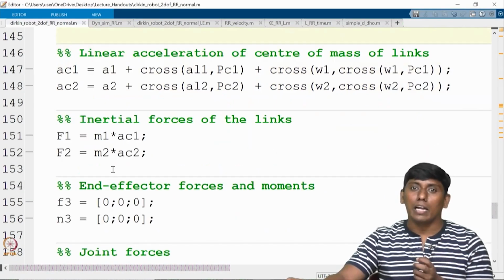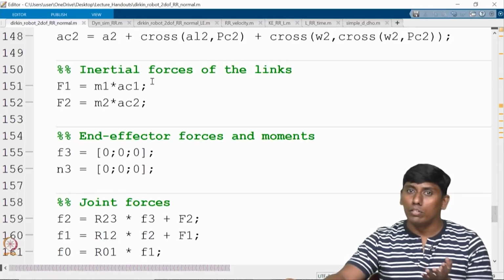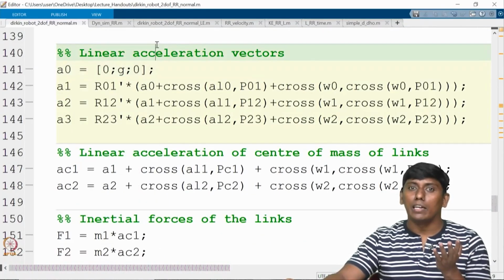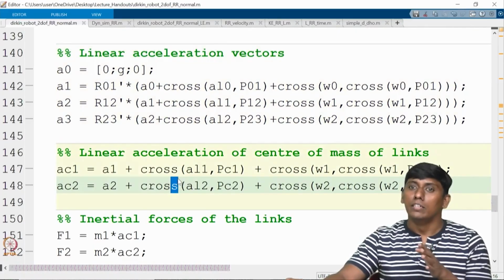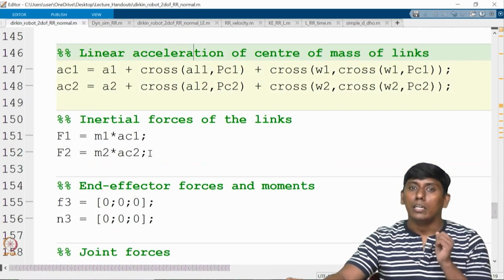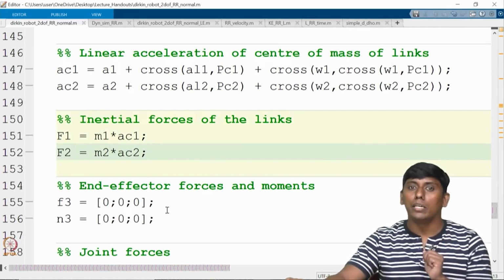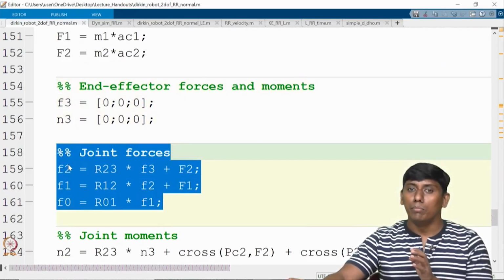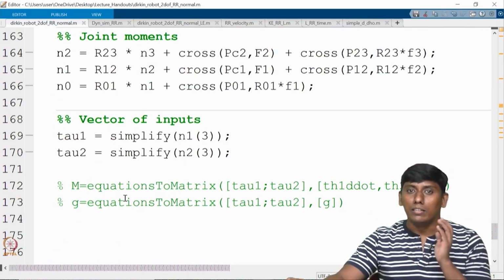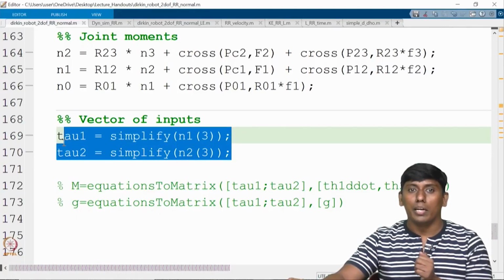Then we calculated the linear acceleration of the center of mass. Then we calculated the inertial forces of the link. So far we have calculated the linear acceleration vectors of the joints and the linear acceleration of the center of mass. Here the link has come, so now we have calculated the link inertial forces. Now we are coming backward to the joint forces and moments, starting with the end effector. Then we calculated the joint forces and moments. The third element of the joint moment is equivalent to your input, and that is what we derived.